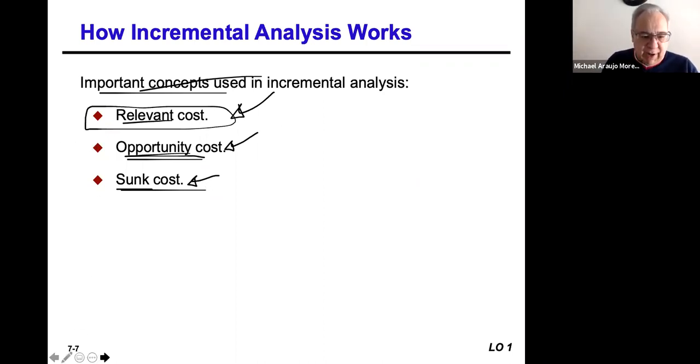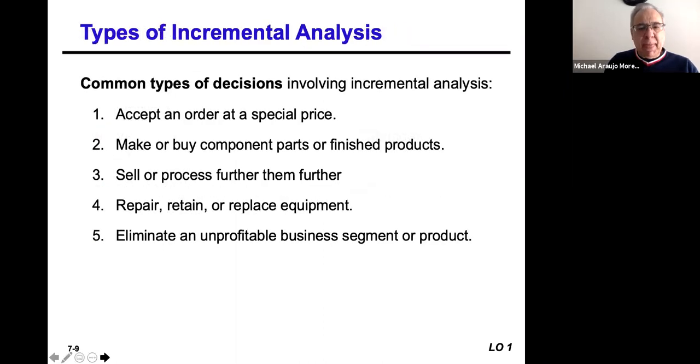So I wanted to make sure I backtracked on those. Okay. So what types of decisions are actually using incremental analysis? Well, this particular chapter goes over these 5 specifically. Learning Objective 2 talks about, well, what if we accepted an order at a special price from a customer? Learning Objective 3 talks about whether we should actually make the components or buy them. Make or buy type of decisions.